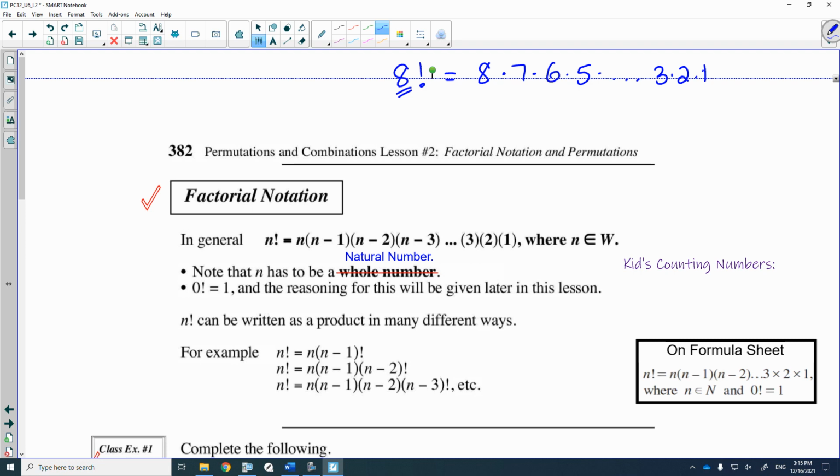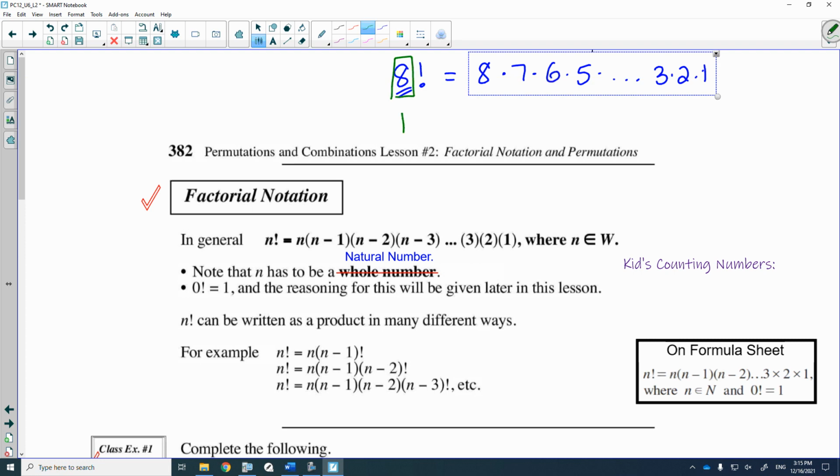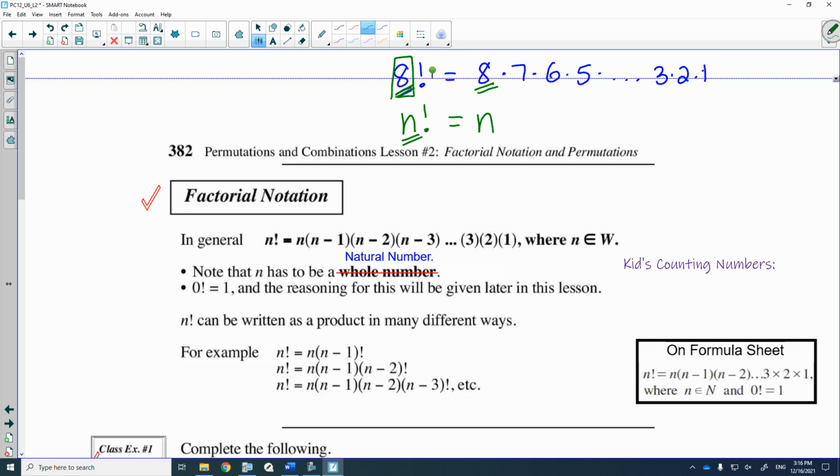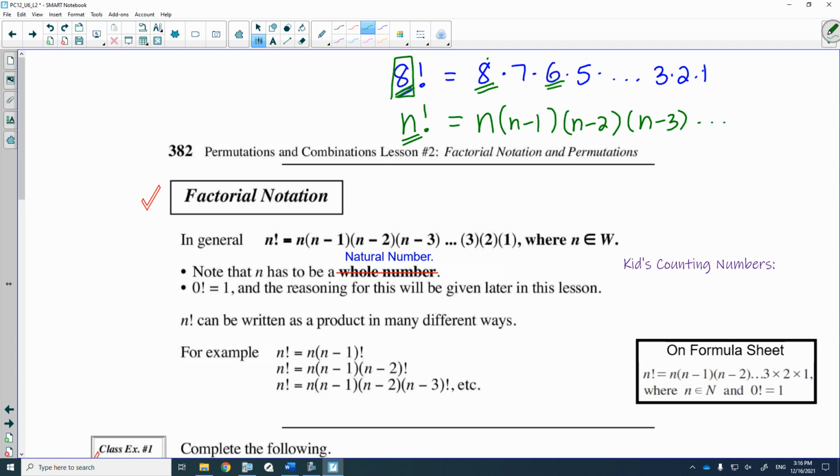If I said, how could we write this in a general way? Instead of having 8, I'm going to choose any number. What would the general way to express this be? We had 8 here and 8 here, so whatever number this is, we're going to start with that. Then, how do you get 7? Well, it's 8 minus 1, so that would be n minus 1. How do you get 6? That would be 8 minus 2, so n minus 2. And then it's going to be n minus 3, and it will keep descending until eventually you get 3 times 2 times 1.